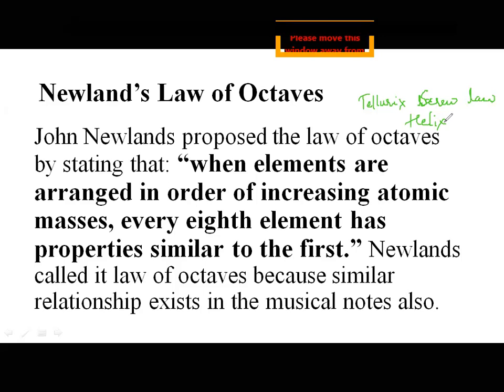So what did this telluric law say? He started arranging the elements in the form of a helical structure. And he said whatever elements come in a line were all having similar properties. So here these elements had similar properties, and coming here, these elements had similar properties. This was not accepted by many because it had many limitations. Therefore, that law is not studied very commonly. Therefore, we have Newland's law of octaves.